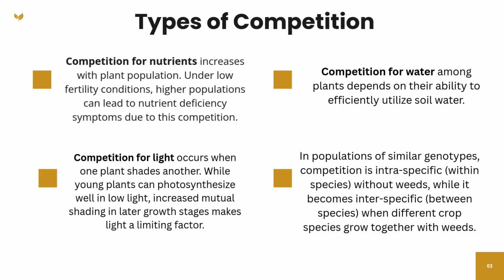Competition for nutrients increases with plant population. Under low fertility conditions, higher populations can lead to nutrient deficiency symptoms due to this competition. Competition for water among plants depends on their ability to efficiently utilize soil water. Competition for light occurs when one plant shades another. While young plants can photosynthesize well in low light, increased mutual shading in later growth stages makes light a limiting factor.